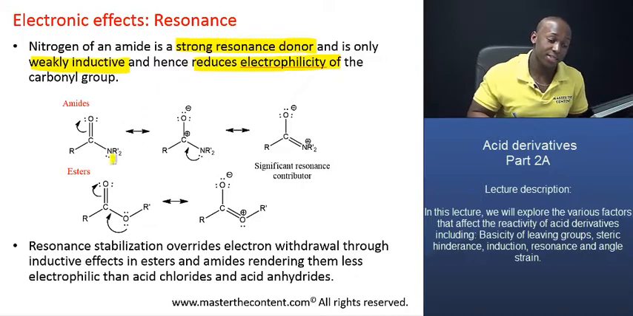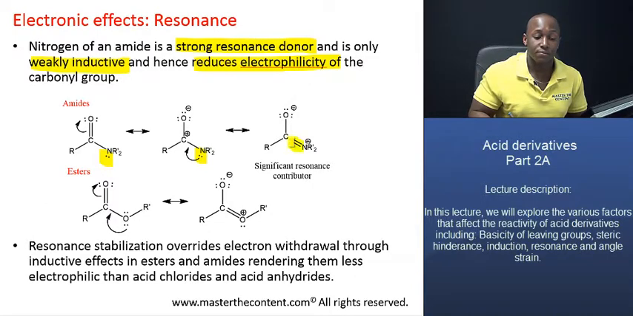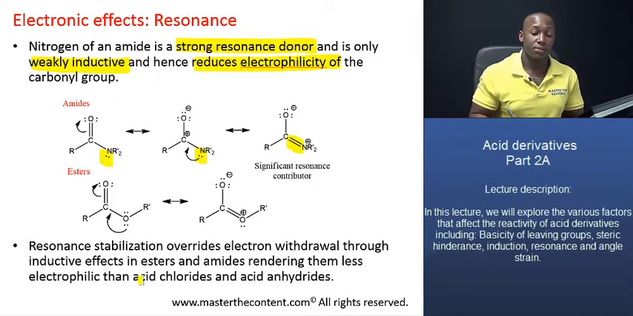So what happens in this case is that this pair of electrons on the nitrogen atom right there can actually be delocalized, resulting in the creation of a double bond right there between the carbon and the oxygen. So there is a substantial degree of double bond character between the carbon and the nitrogen because of resonance delocalization.